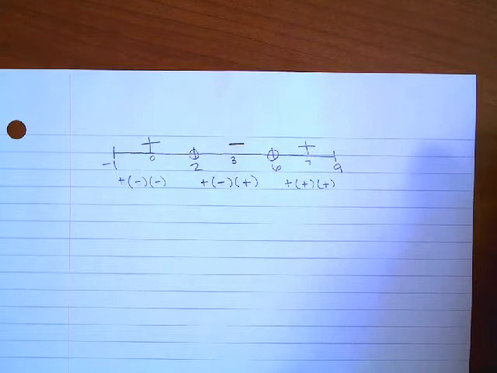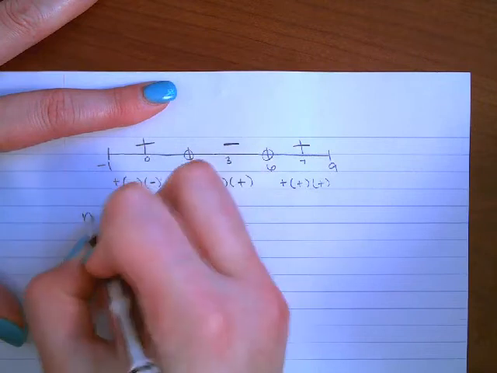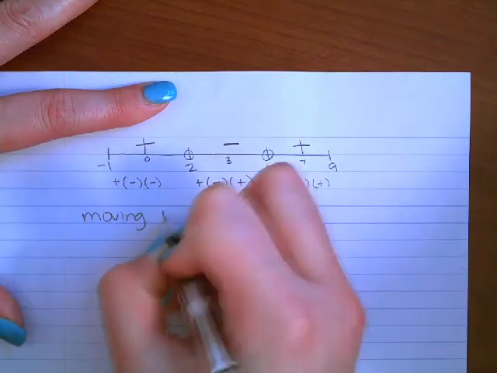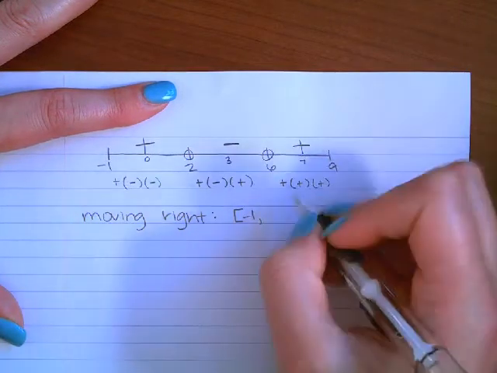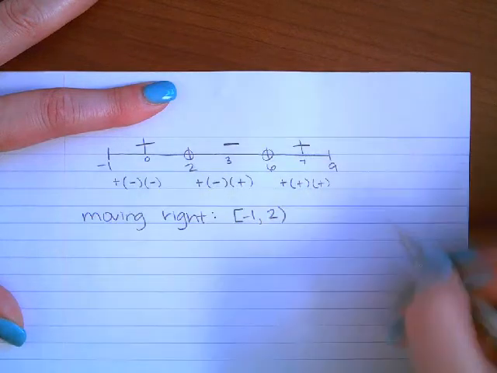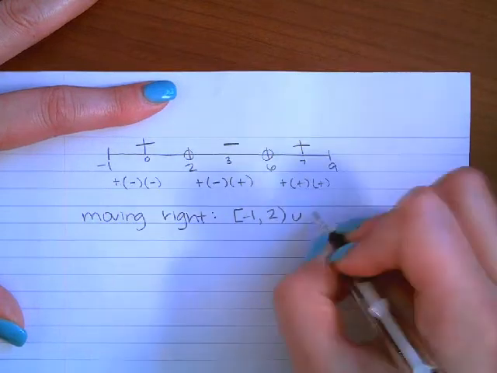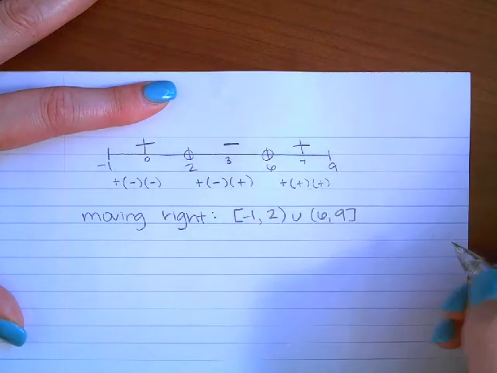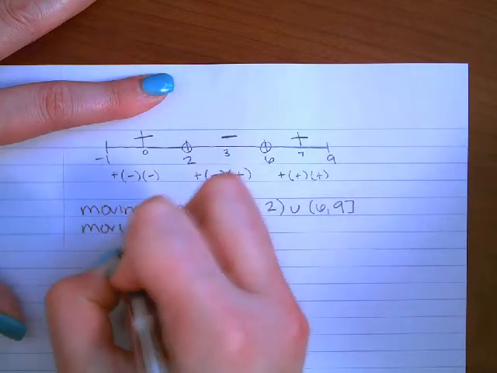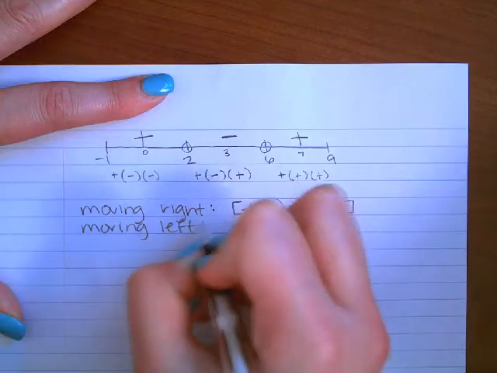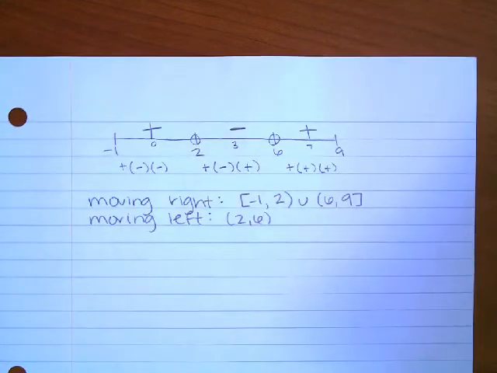All right, so now we're going to describe some of the movement of the particle. We can say that the particle is moving right, and I'm going to include the -1. And it moves to the right up until 2. I'm not including 2 because it wasn't moving at 2 at all. And then I'm also going to say the second interval from 6 to 9, I'm going to include the 9. All right, moving left is from 2 to 6. Okay, so we have some descriptions there.